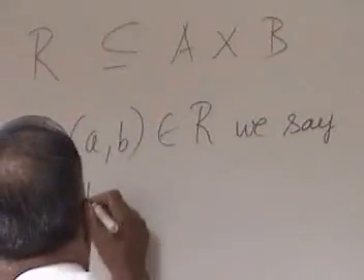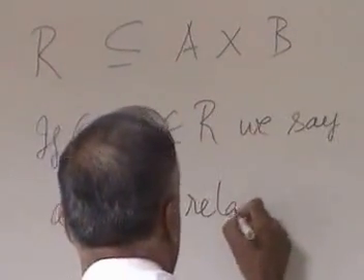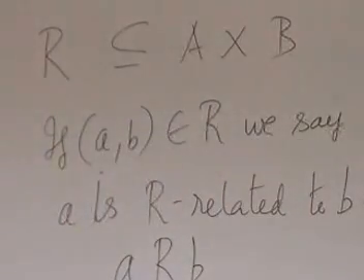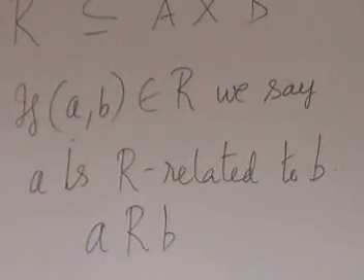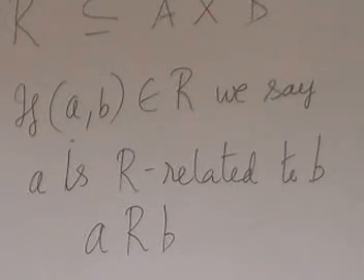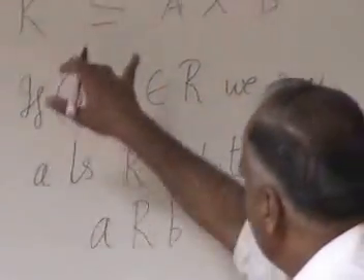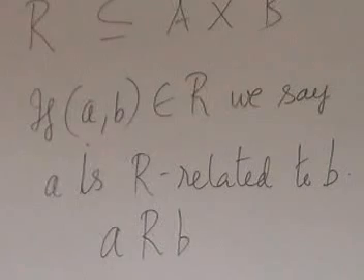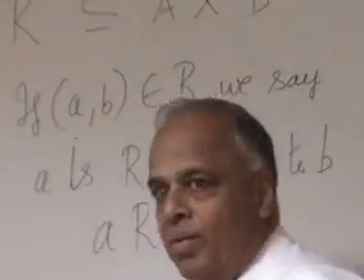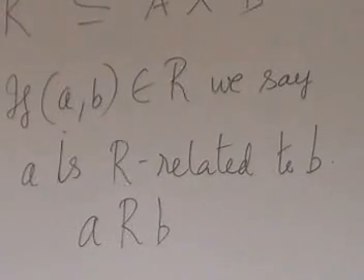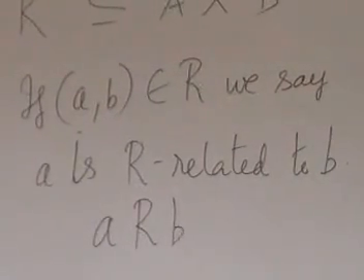belongs to R, we say A is R related to B. Sometimes we even write A R B. So A R B does not mean B R A. Remember the direction in which it goes. In general, A R B does not mean B R A, because A R B means going from A to B, and B R A means coming from B to A. Even if A and B are the same, it still doesn't mean the same. If I am brother of X, it doesn't mean X is brother of me. So there is a problem there.